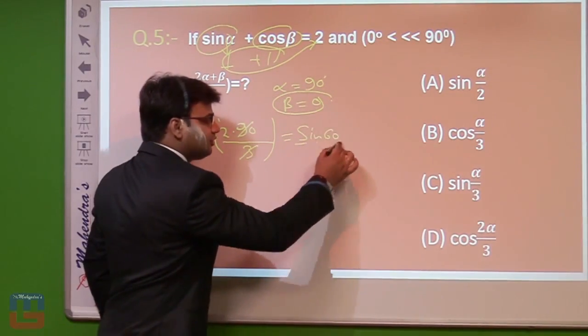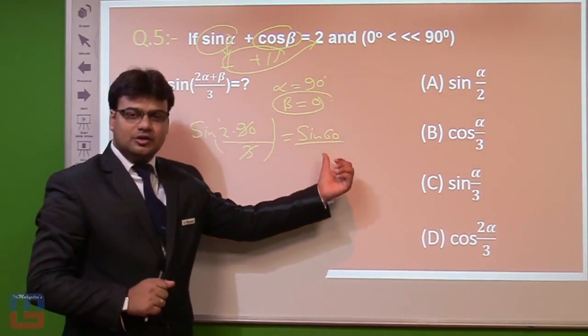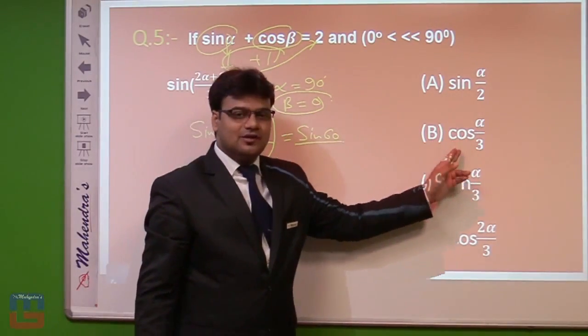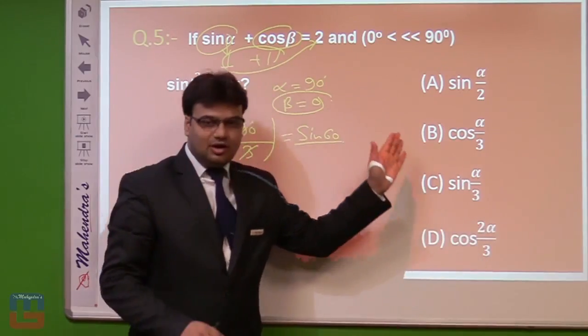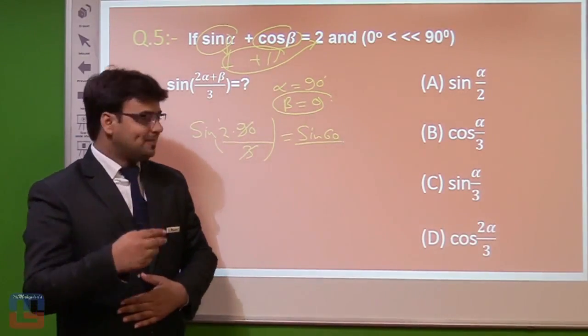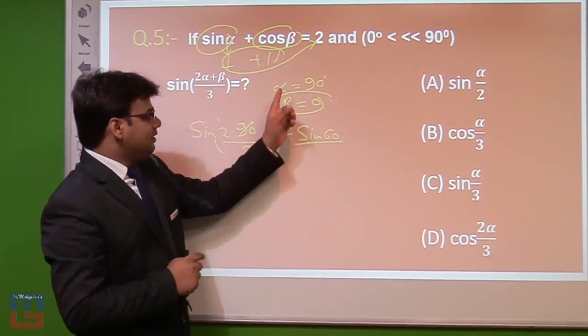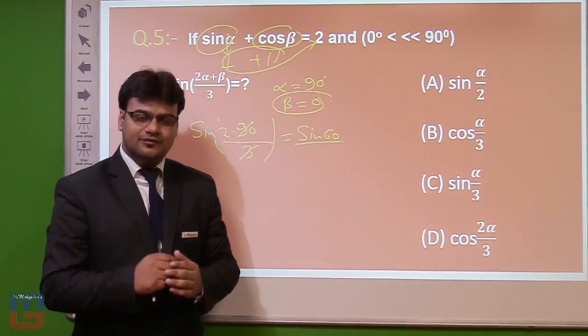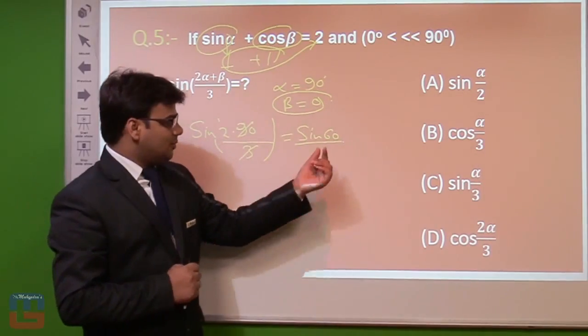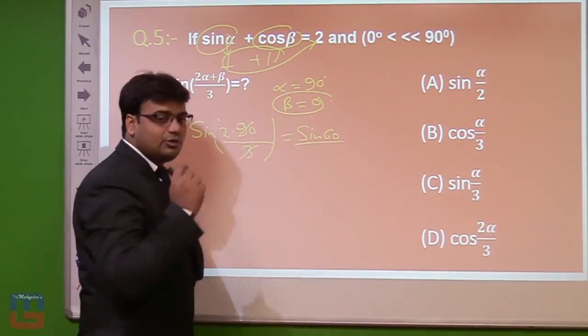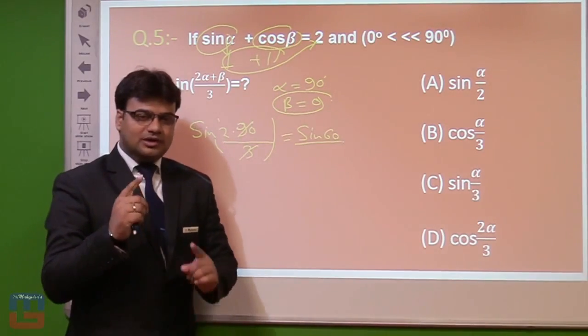Sin 60 we know is root 3 by 2, but here the options are not available in the form of angles or values. Here the options are sin alpha by 2 or beta by 2. That means all are available in the form of alpha. That means sin 60, we write as 60. That means here alpha is 90. If we change 60 into a form of alpha, that means 90 is equal to alpha. We required how much? 60.